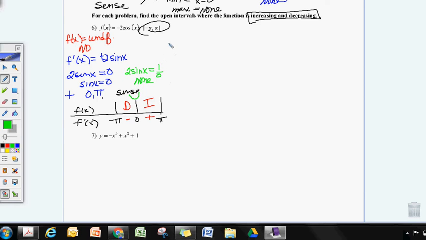All they asked me to find for my final answer is, where is this thing going to be decreasing? This thing decreases from my interval of -pi to 0, and it increases on the interval from 0 to pi. That's all it wanted. Done. That's a messy pi, but it's pi.